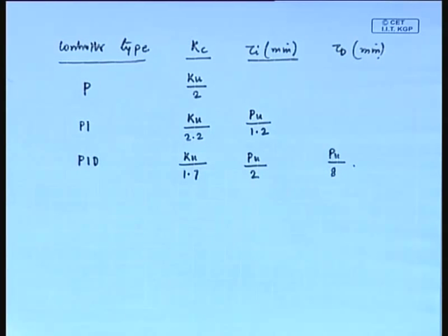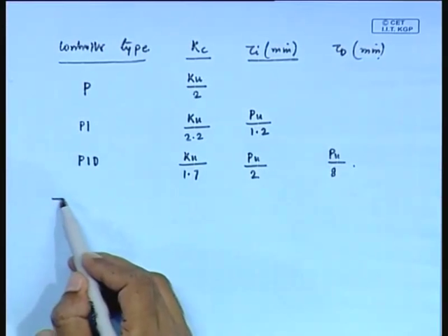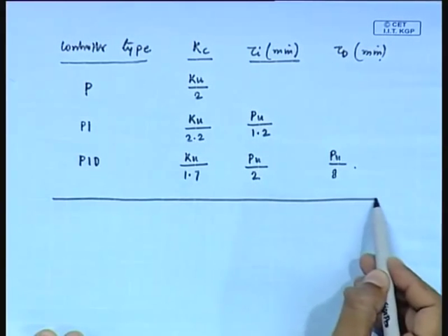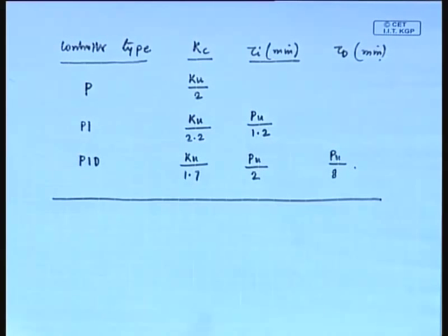You see, all the correlations depend on only Ku and Pu. So, knowing the values of ultimate gain Ku and ultimate period Pu, we can use these correlations recommended by Ziegler and Nichols for finding the control parameter values. Fine.